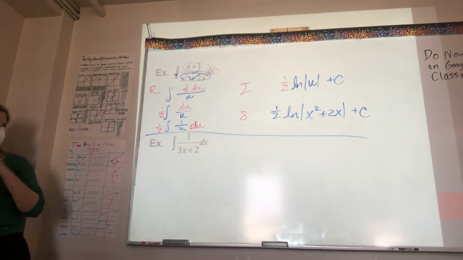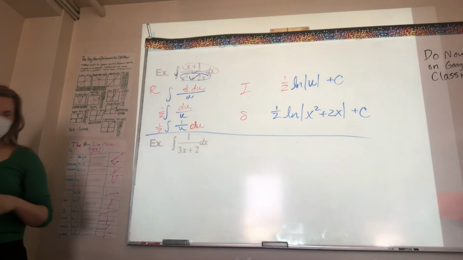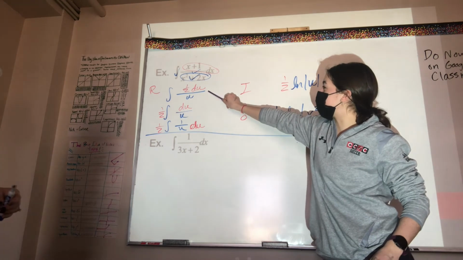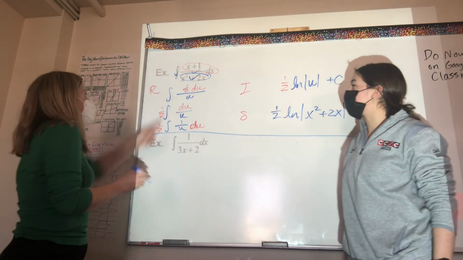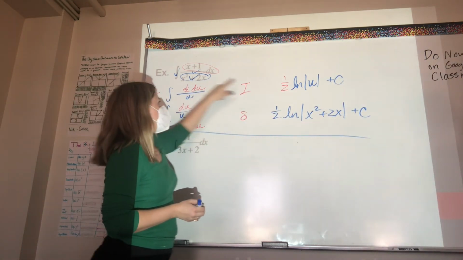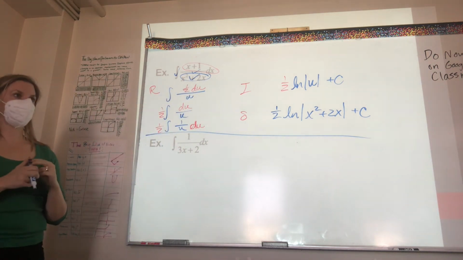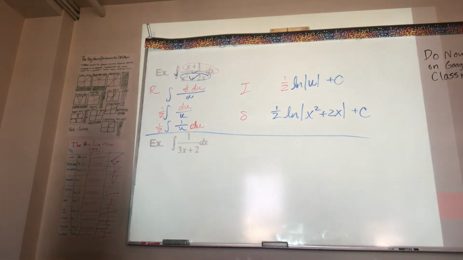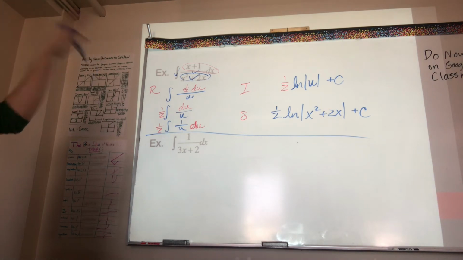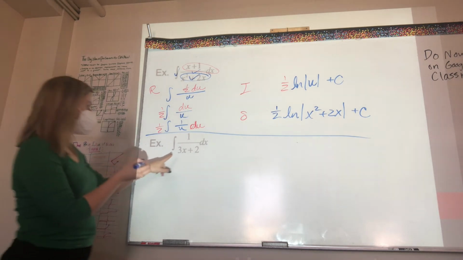All right, ready for this next one? I have a question. Yes. If we didn't simplify this here, how would we solve it from this one? You would just put a half in front. You would just go from here to there. That's a half ln of u du. Okay. So if there's a number in the numerator, it's just like there. Okay. So let's do this next one.